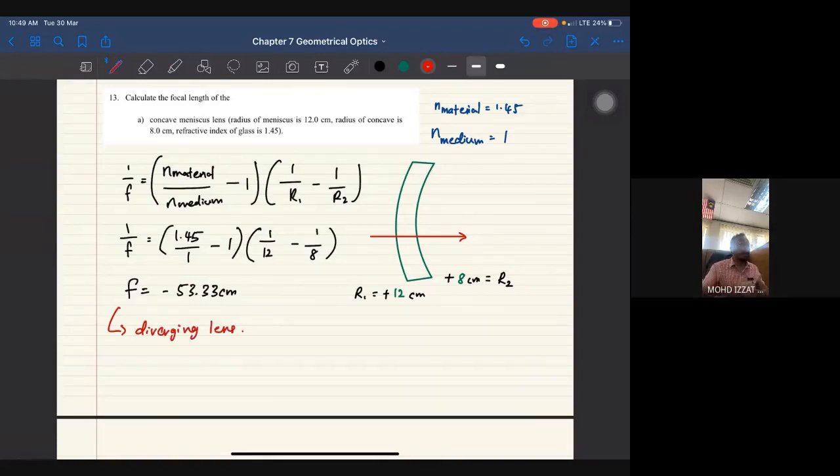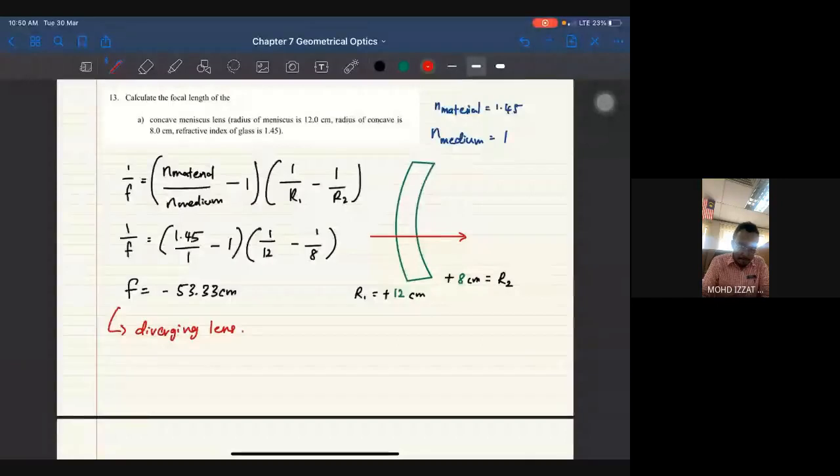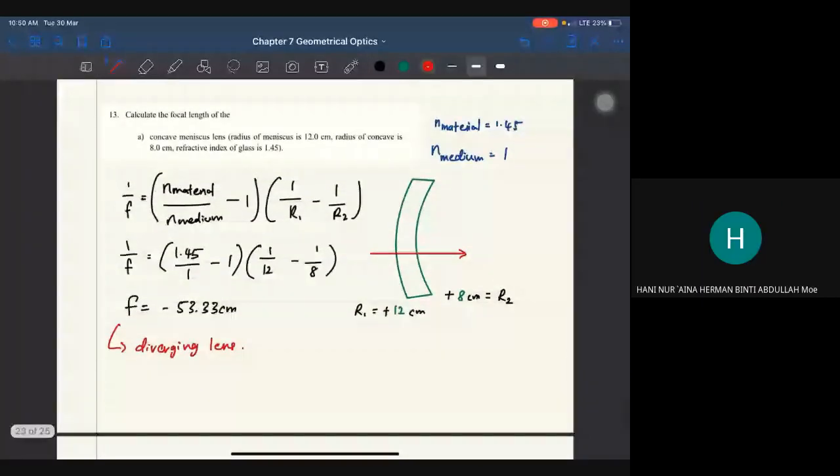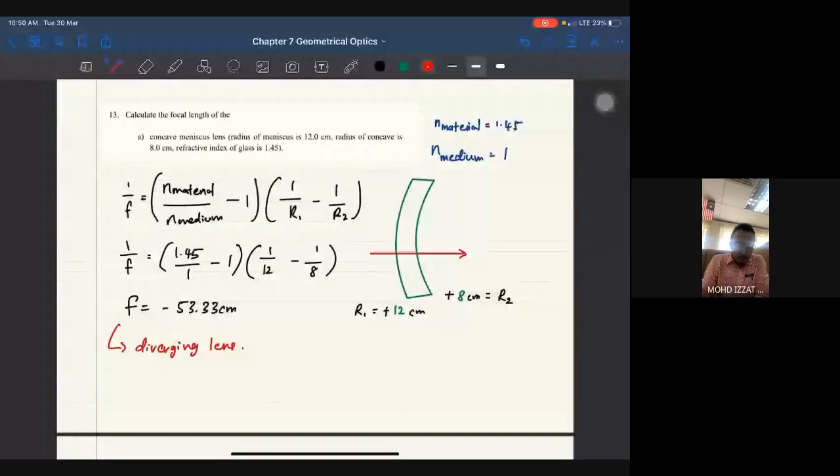So, katakanlah dalam exam, after they ask you to draw the ray diagram. Tak pernah tanya, tapi kalau dia suruh bikin ray diagram, you can simply assume that this one macam concave lens. Cuma bentuk je lah lain, tapi dia punya behavior, ray punya direction semua sama macam the diverging lens. Okay, ada soalan ke tak? Okay, so maybe we can proceed with the ray diagram.